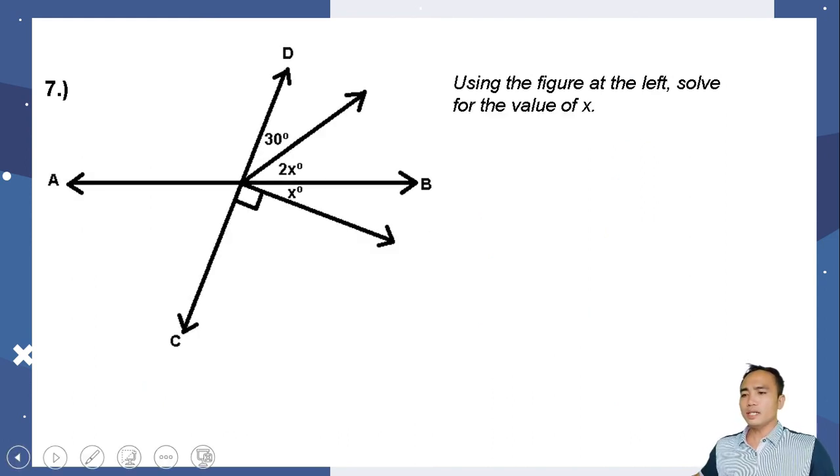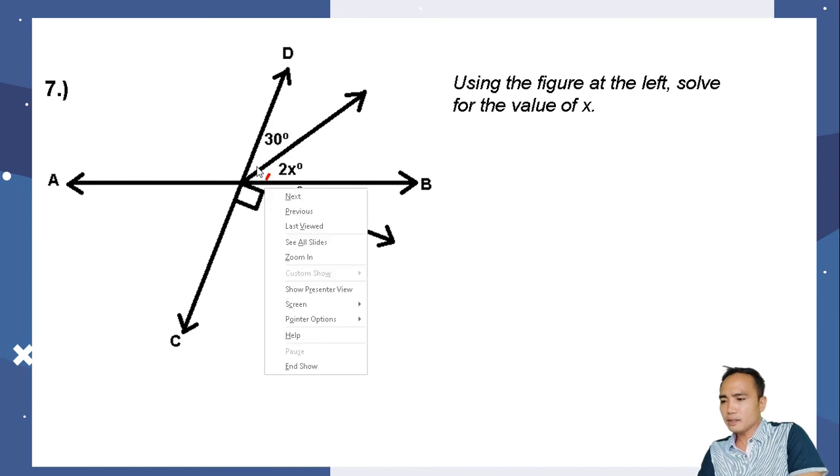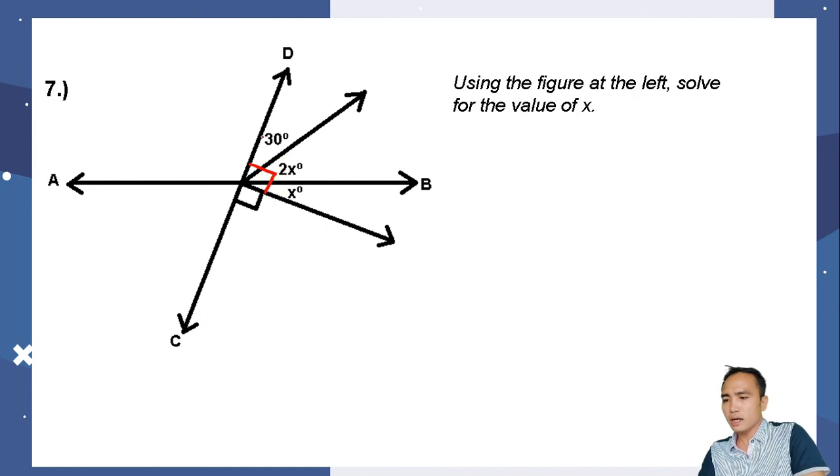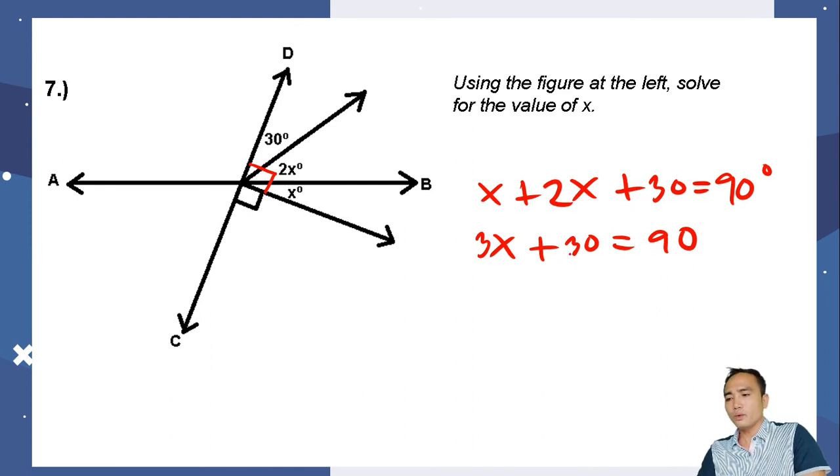Number 7, using the figure at the left, solve for the value of x. So this time we're going to find the value of x. Okay, so these three angles must be equal to 90 degrees. Okay, so just add. Our equation will be x plus 2x plus 30 is equal to 90 degrees. Okay, we know that the total measure of these three angles is equal to 90 degrees. Combine like terms, x plus 2x is 3x plus 30 equals 90.